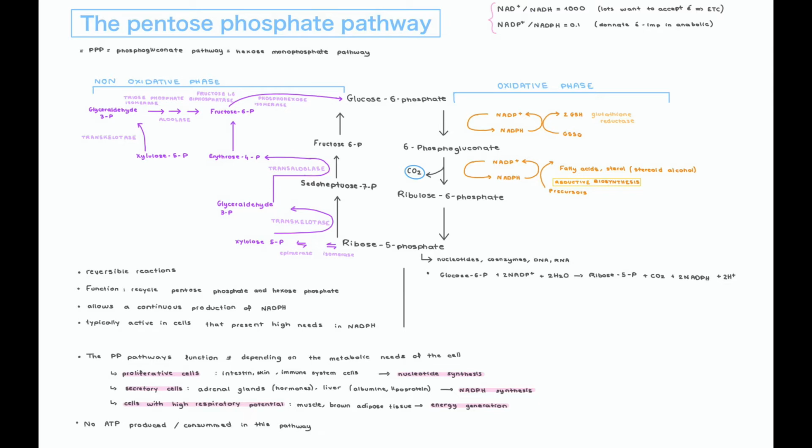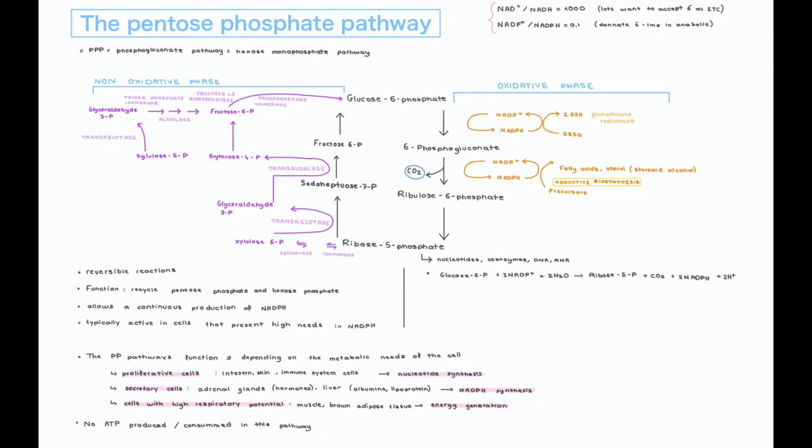Okay, so let's start with the oxidative phase. We start out here with glucose 6-phosphate, which you probably know can be derived from glucose using hexokinase to add a phosphate. So a kinase is an enzyme that adds a phosphate, and hexokinase means it adds a phosphate on the 6th carbon, so glucose 6-phosphate. And glucose, we just got it from anything we may have eaten, right? So we have our glucose 6-phosphate.